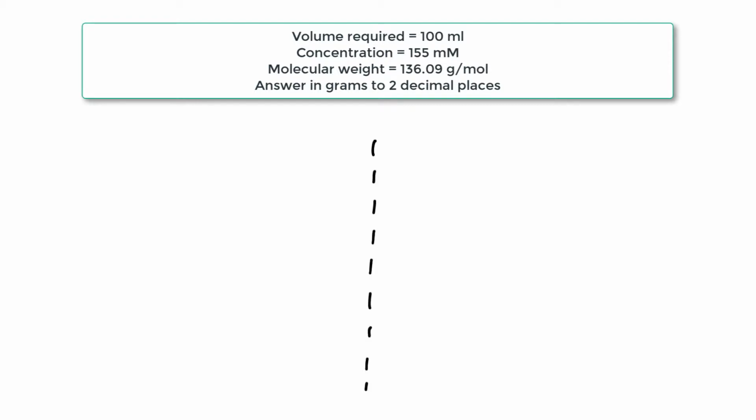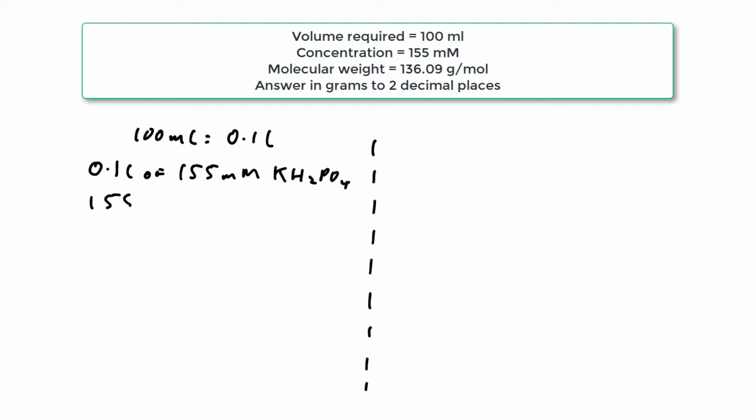So, if we look at the walk-through approach, first of all we have to realize that 100 mils is 0.1 of a litre, because there are 1000 mils in a litre. So effectively what we're dealing with here is a 0.1 litre solution, and in that solution the concentration of potassium phosphate is 155 millimolar. Now 155 millimolar can also be expressed in terms of molar, and 155 millimolar is 0.155 molar. That's because there are 1000 millimolar in 1 molar.